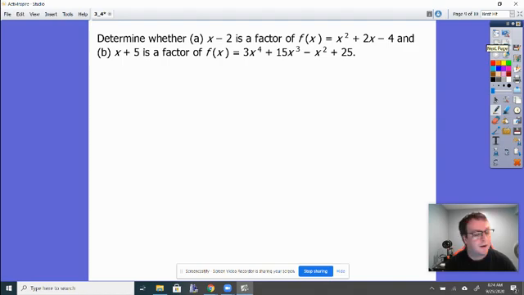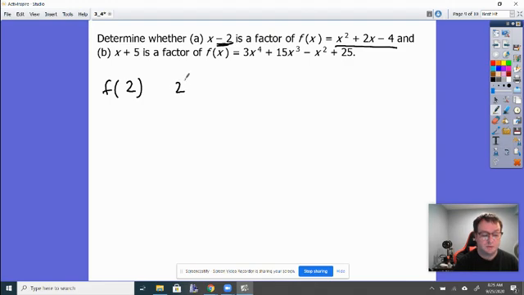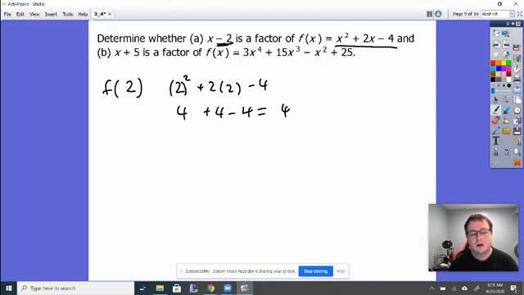So determine whether x minus 2 is a factor of this function. So what I want to do is take this, change the sign to positive 2. So I'm going to do f of 2 in this equation. 2 squared plus 2, sorry, let me put parentheses around that, (2) minus 4. Well, this is going to be 4 plus 4 minus 4, which is 4. So this is not a factor of that function there. And in fact, that one does not factor nicely.